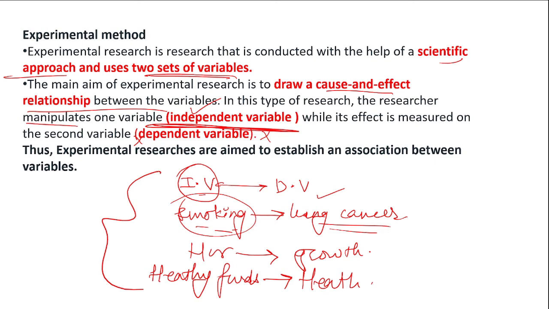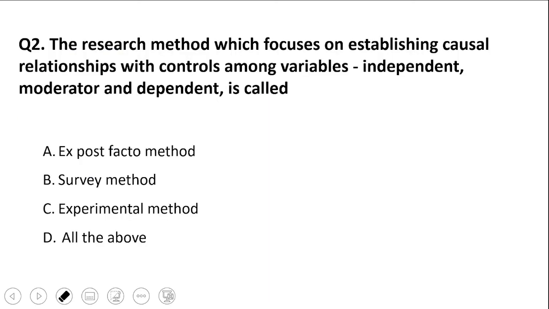Let's see the next question. The research method which focuses on establishing causal relationship with controls among variables, independent, moderator and dependent, is called. So here in this question, this is a definition, and we have to find out from the options which method is related to this definition. Okay, so let's see options one by one.